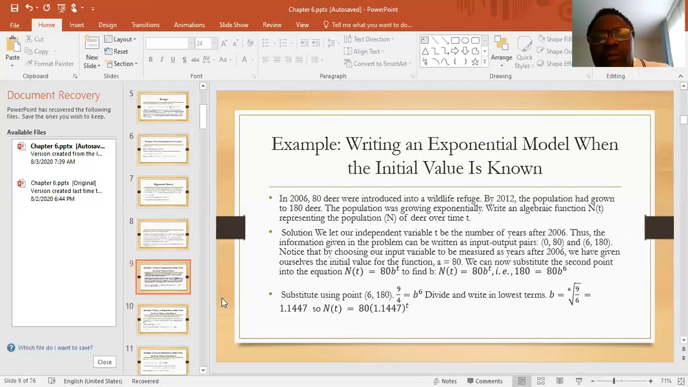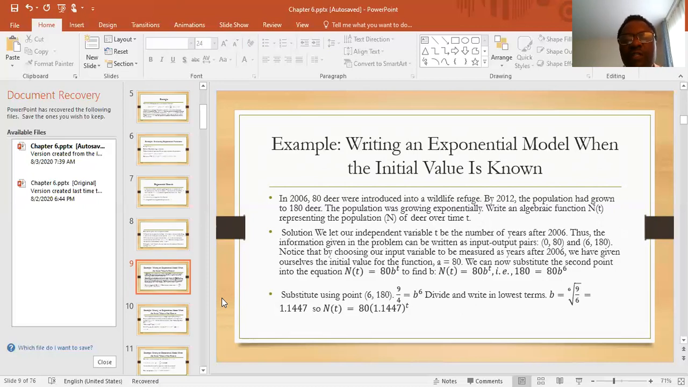As an example, in 2006, 80 deer were introduced into a wildlife refuge. By 2012, the population had grown to 180 deer. The population was growing exponentially. Write an algebraic function N of t representing the population N of deer over time t.